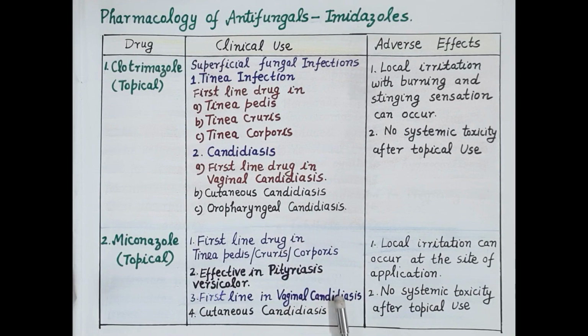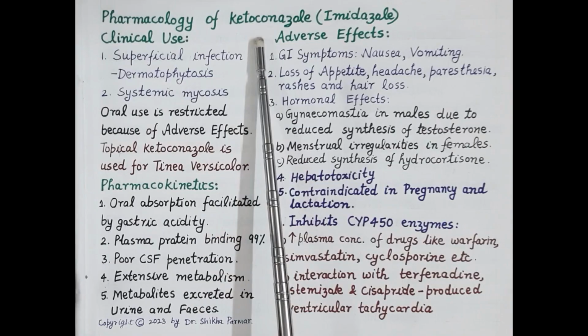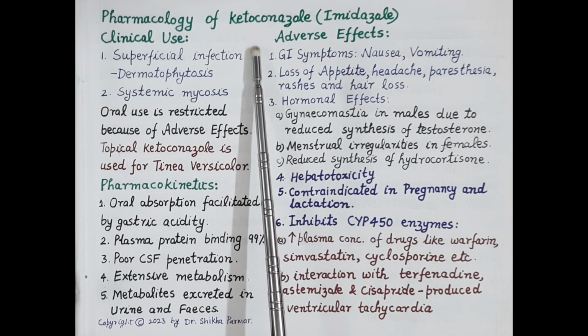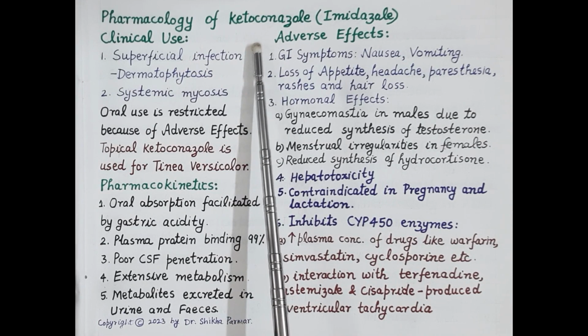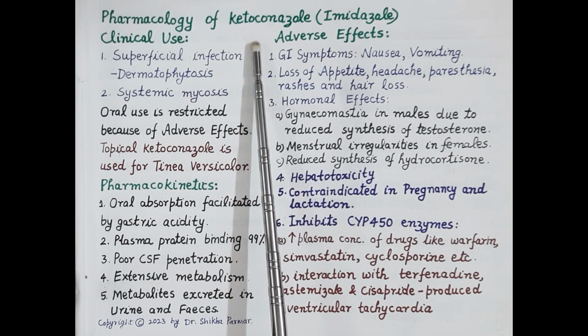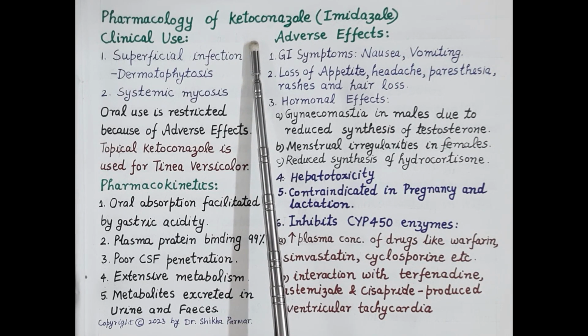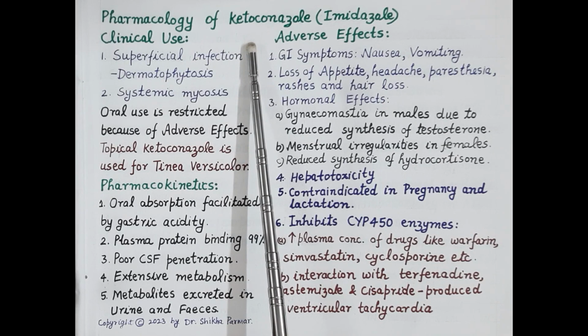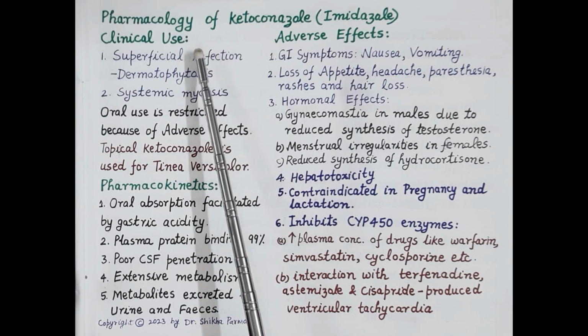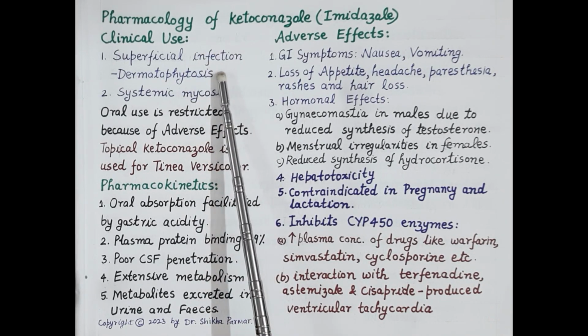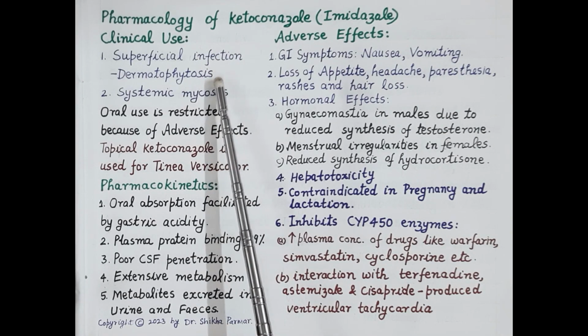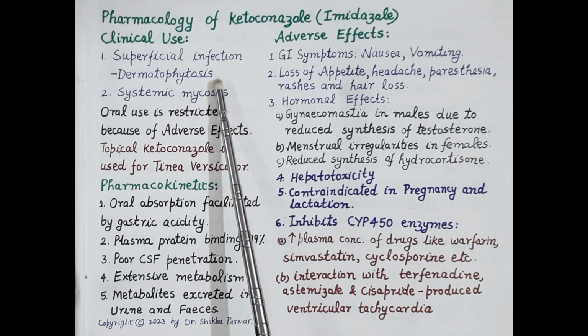So, this was about clotrimazole and miconazole, that is topical imidazoles. Now, the next imidazole drug we are going to study is ketoconazole. Ketoconazole can be used topically as well as systemically by oral administration. When it is given orally, it is absorbed in the blood and it reaches all the parts of the body. Clinically, ketoconazole is used for superficial infection, that is dermatophytosis or the tinea infections.